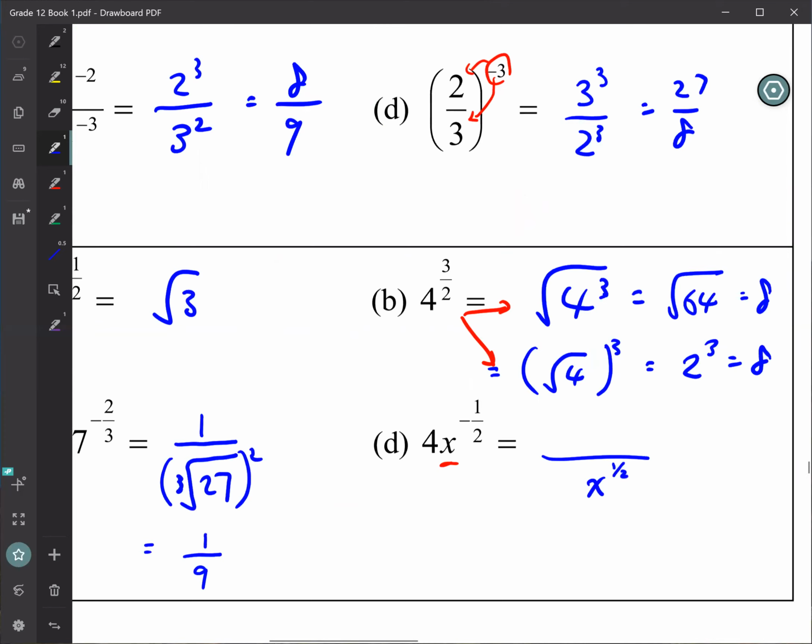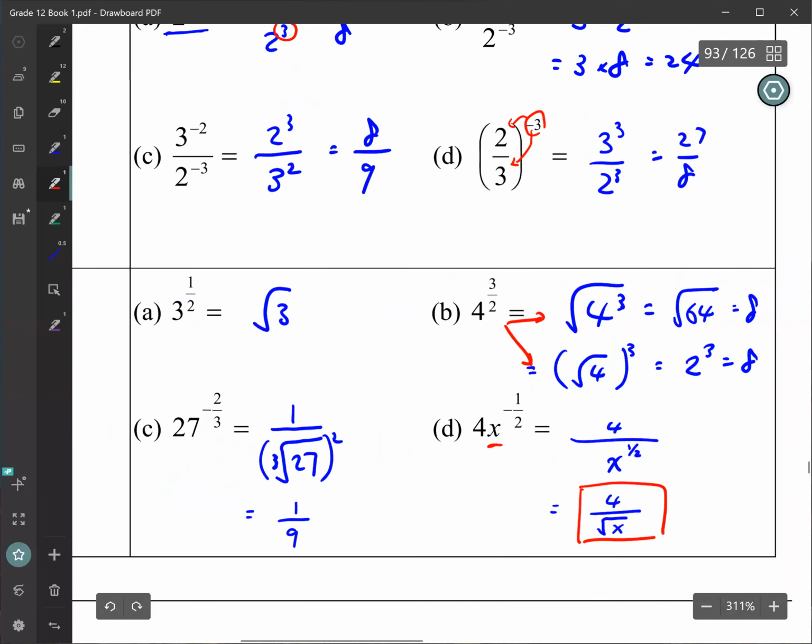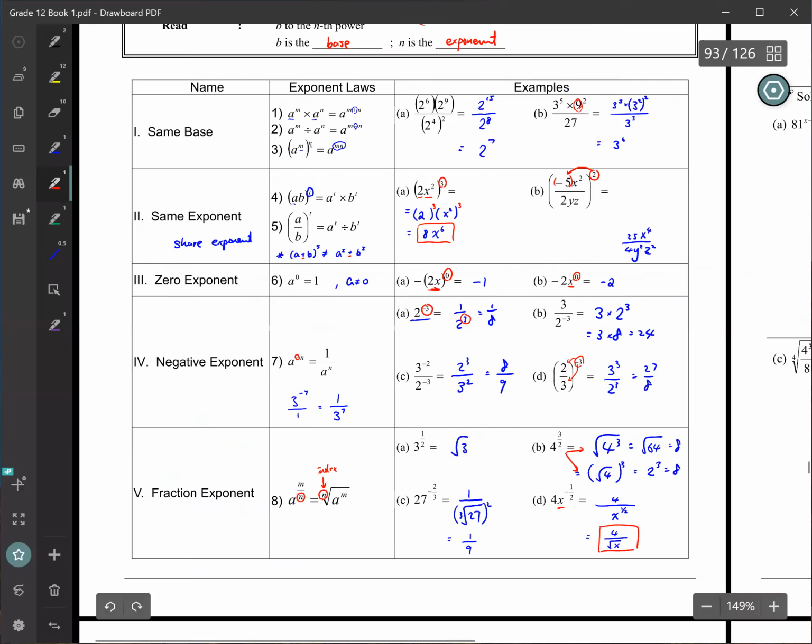And what should be on the top then? 4. Yeah, that's it, okay? And then since the x is not a number, the only thing you could still do is just put it into a square root, and then you just leave it like that. Got it? Okay, so it's a mix of fraction and also negative, kind of like question C, right? Negative, it brings the whole thing to the denominator, and then you apply the root to the number. Okay, so that's it for the review, right?